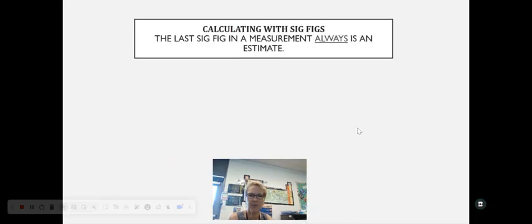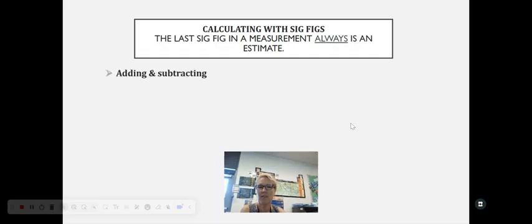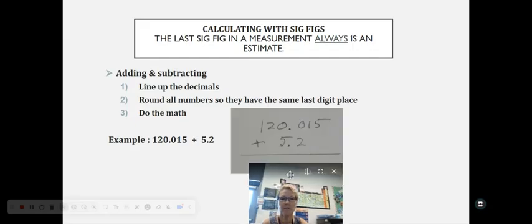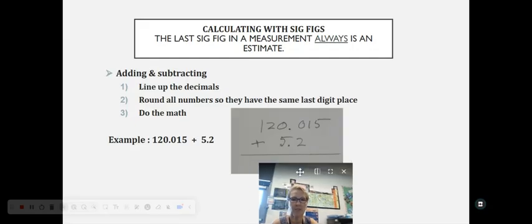How do you calculate with sig figs? A lot of students ask, how do I round off this number? Well, keep in mind the very last sig fig is always an estimate, but it's still part of the sig figs. When you add and subtract, what you do is you line up the decimals, round the numbers to the same digit place, and when the math is done, you end up with the proper answer. Here's an example.